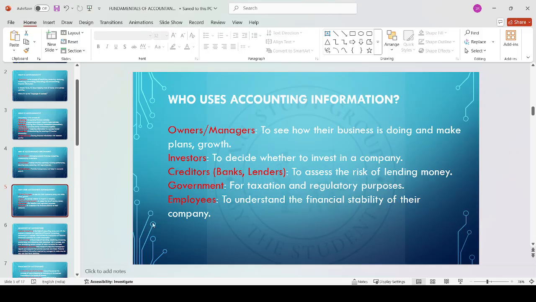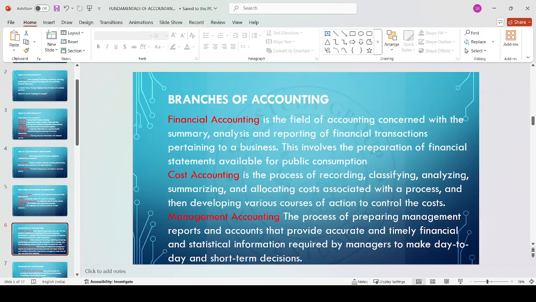Now let's touch upon the different branches of accounting. Think of them as different specializations within the field. Generally accounting is categorized in three different parts: financial accounting, cost accounting, and management accounting.